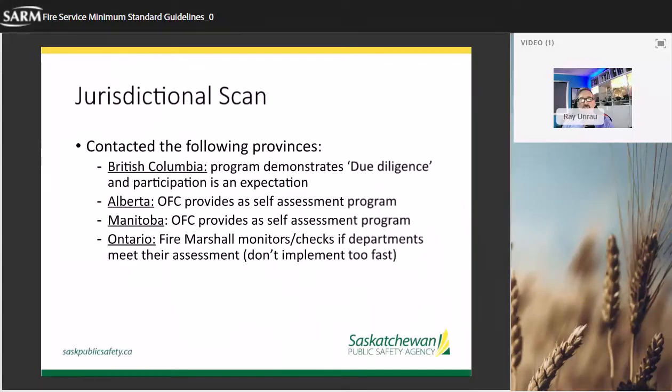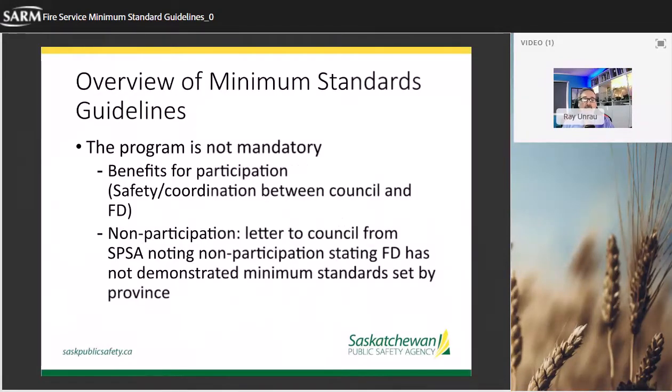But all in all, we found the jurisdictional scan to be very helpful. I would draw your attention to the fact that Saskatchewan's not on that list. Saskatchewan is the only province that I'm aware of that does not have this approach. Along with the position paper, the consensus from the committee, the experts in our province, and the fact that the OH&S regulations and the Fire Safety Act don't really speak to the concept of standards, we recognized that there was enough evidence that the work needed to be started.